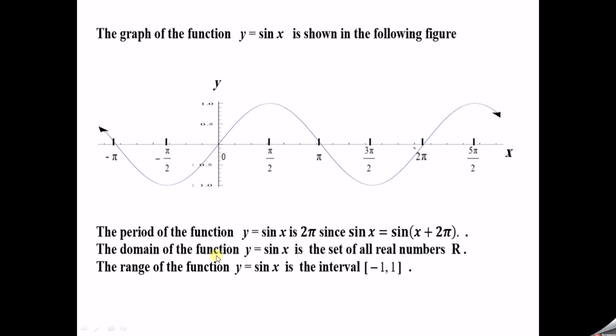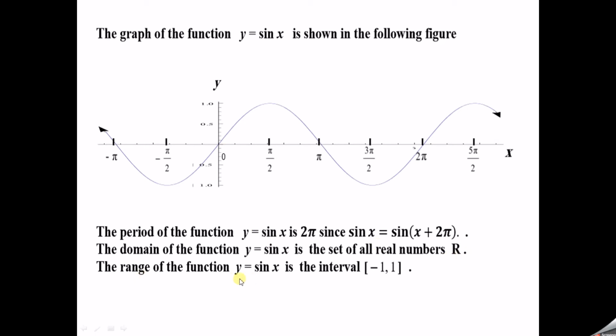And the domain of this function y equals sin x is the set of all real numbers. That means x values, you can take any real number, positive real number or negative real number. x can be any real number. That's why the domain of sin x is R.